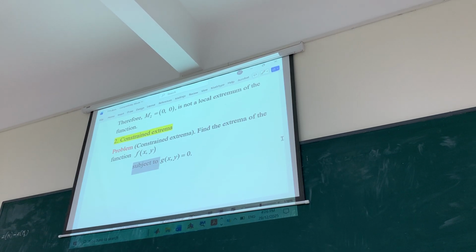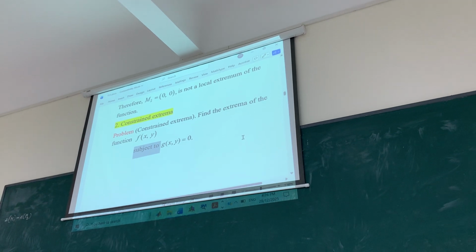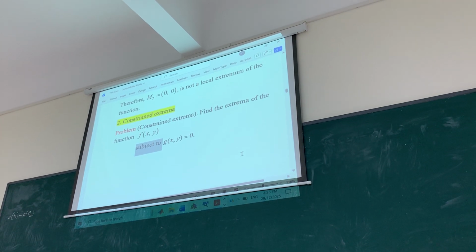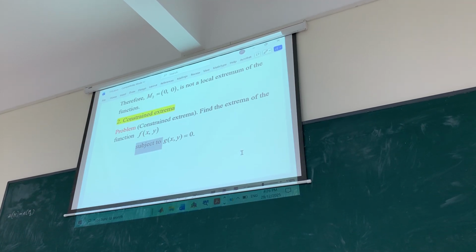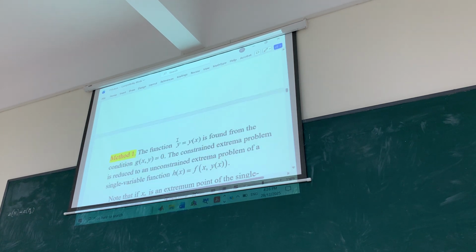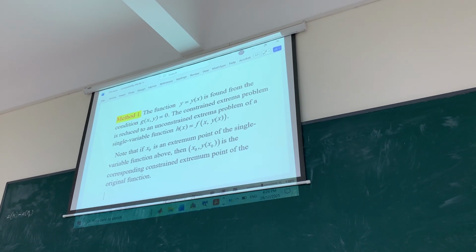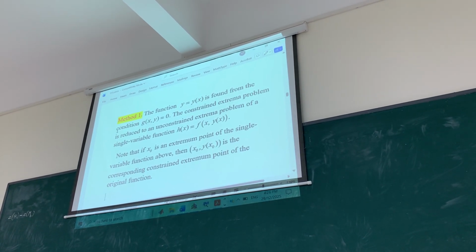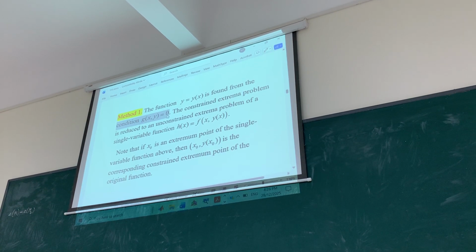Okay? Now, to continue, let's look at how to find constrained extrema. In this subject, I mention two methods to find constrained extrema. The first method: given the condition z(x, y) = 0.